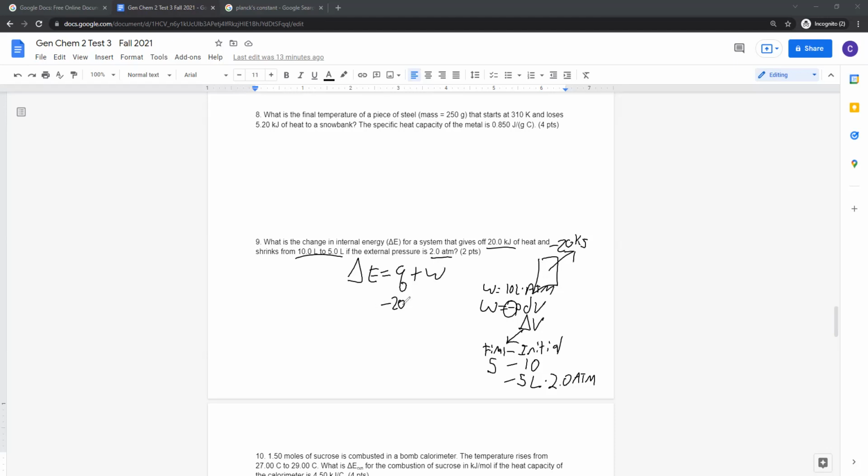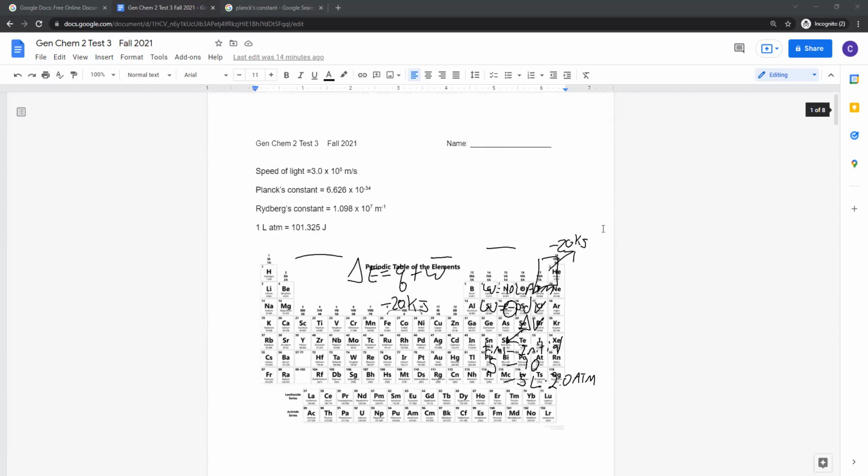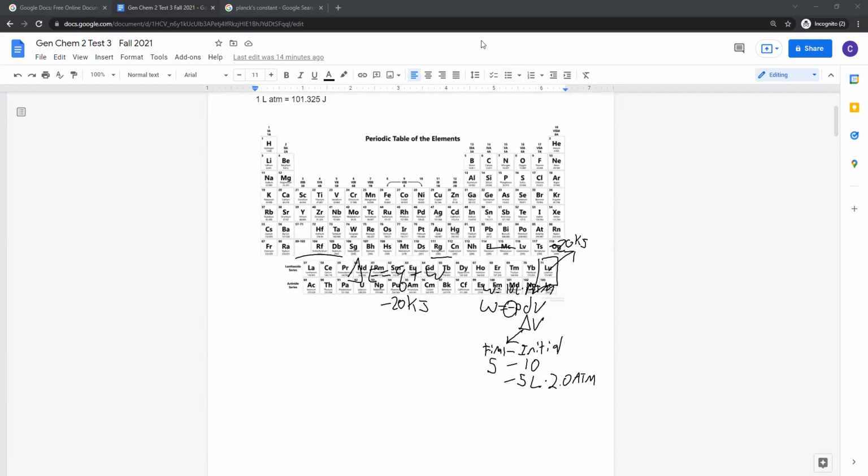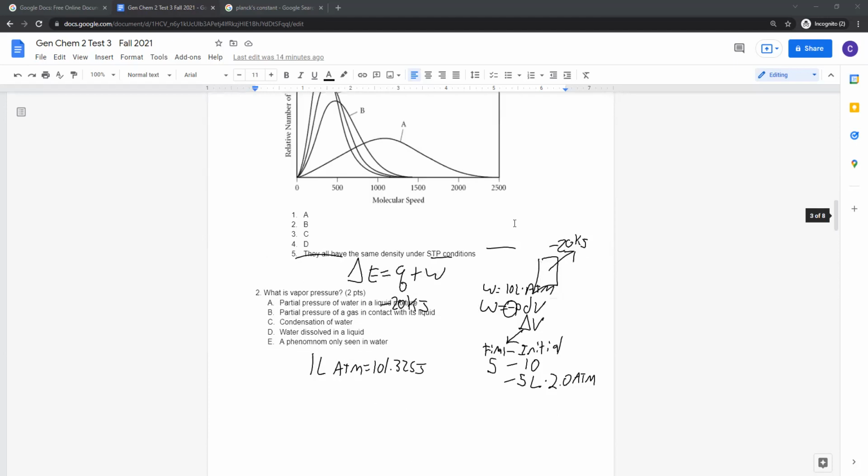However, you see my heat's in kilojoules. So if you want to add two numbers, they have to be the same unit. So I need to convert from liters atmosphere to joules. And that should be all the way up here. Yep. And so from our sheet at the top, 1 liter atmosphere is 101.325 joules, right? So now that I have that, let me go back to the actual problem.